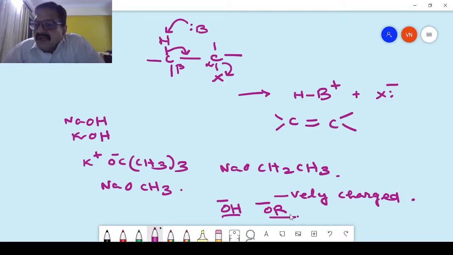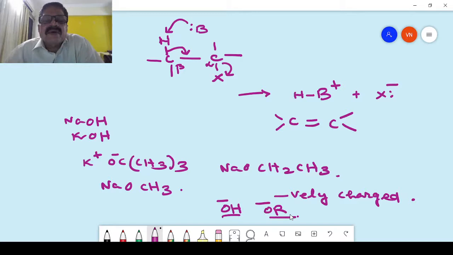Now, how will you draw the product of any dehydrohalogenation? First you should locate the alpha carbon. The alpha carbon is the carbon atom bonded to the leaving group. So for writing the dehydrohalogenation reaction, first locate the alpha carbon, which is the carbon to which the leaving group is bonded.